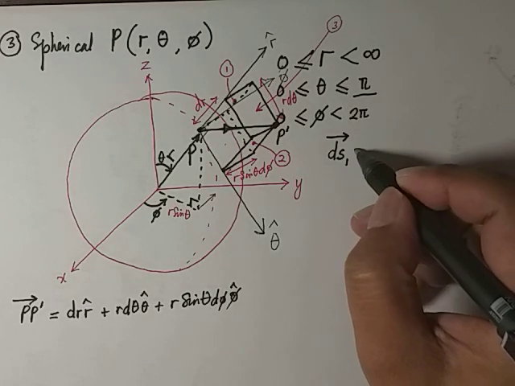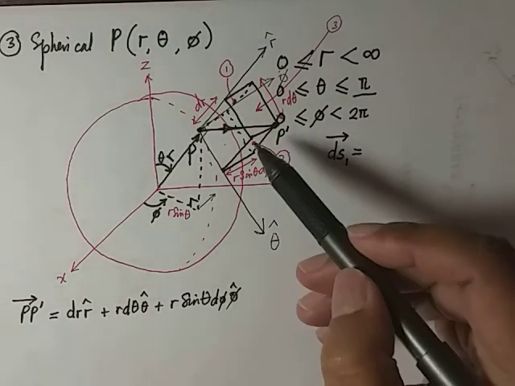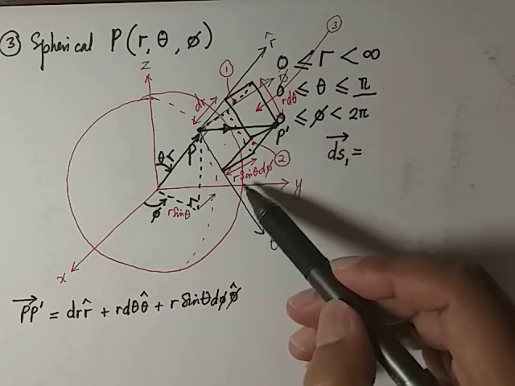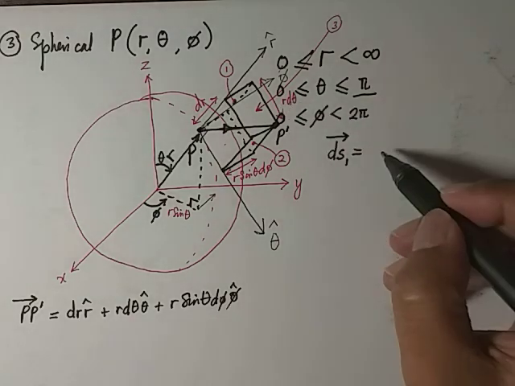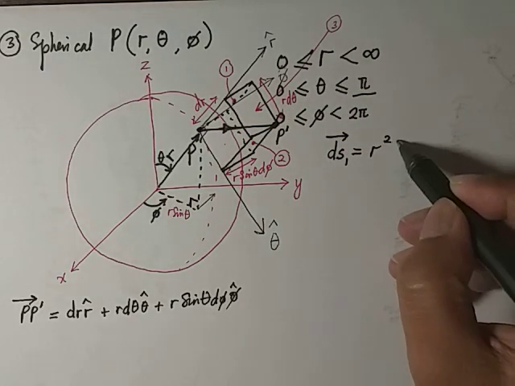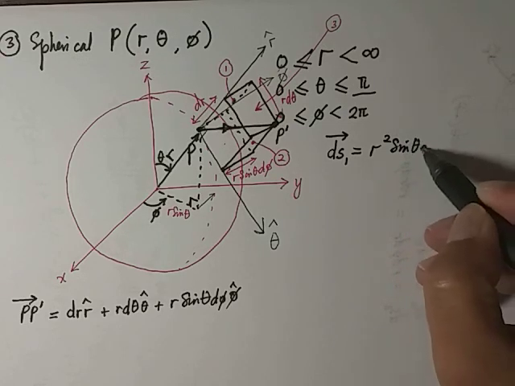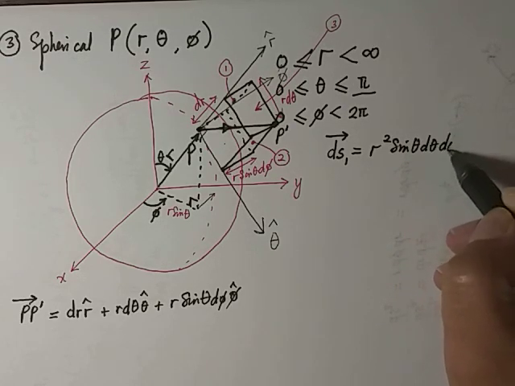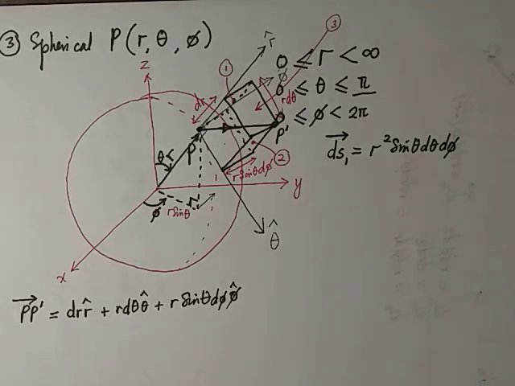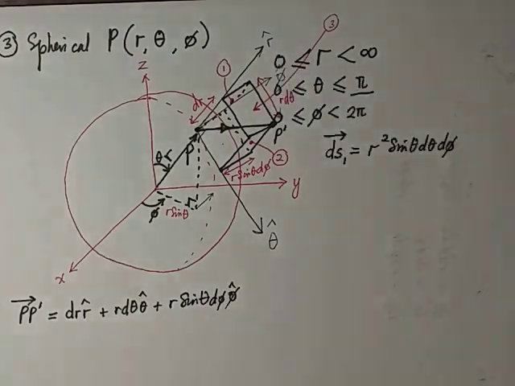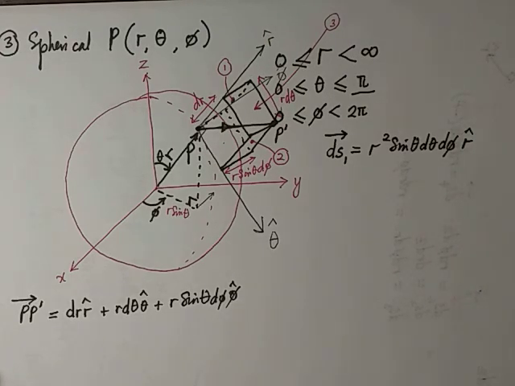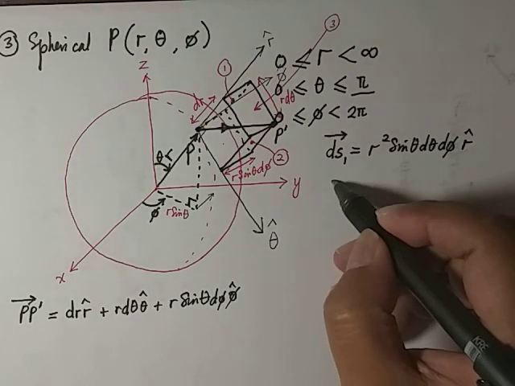So the magnitude now should be this length, r sine theta d phi, multiplied with this length, which is r d theta. Therefore, it's going to be r square sine theta d theta d phi. Agreed? That should be the magnitude. And since the unit vector normal to the surface here is r, it should have direction r. Okay, let's repeat with surface number 2, ds number 2.